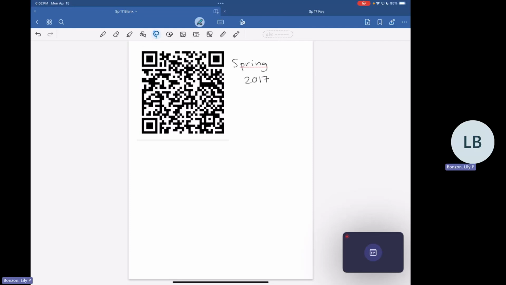So is everything a-okay in the technology? Okay. All right, so this is a QR code for the exam. We're gonna go over the spring 2017.